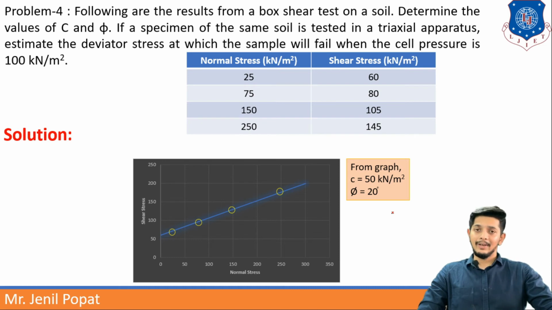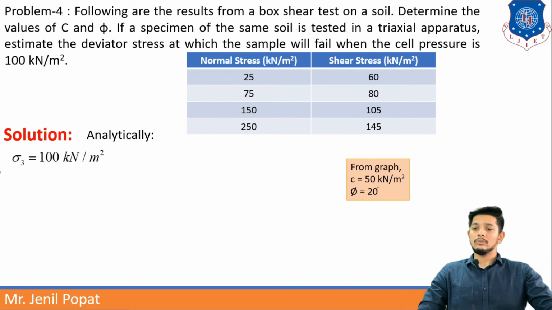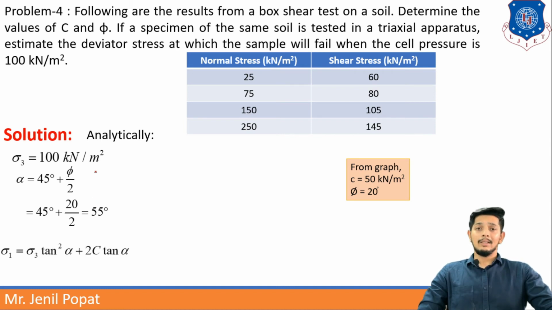After getting C and phi, I will go and analyze this analytically. So sigma 3 is given as 100 kilonewton per meter square. Alpha will be found out as 45 plus phi by 2. Phi we already have from the graph, that is 20. So alpha is equal to 55. Sigma 1 is equal to sigma 3 tan square alpha plus 2c tan alpha. That is the basic formula for this triaxial test.